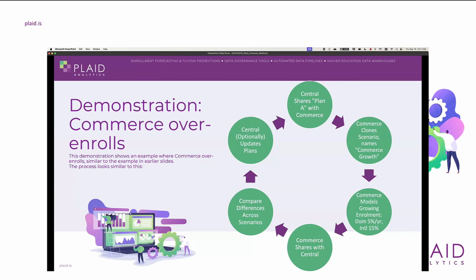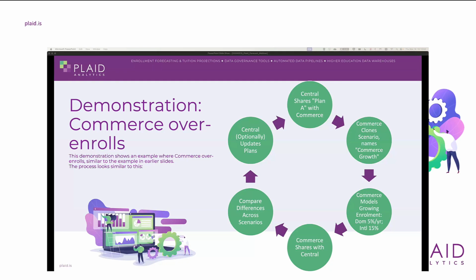So the idea is Central has created a plan A. They've worked on it for a while, and they share it with Commerce. And then working clockwise, Commerce can clone that scenario or make a duplicate of it, and they can name it something like Commerce Growth. And then they have a particular enrollment growth model. So in this case, 5% year over year change for domestic and 15% for international.